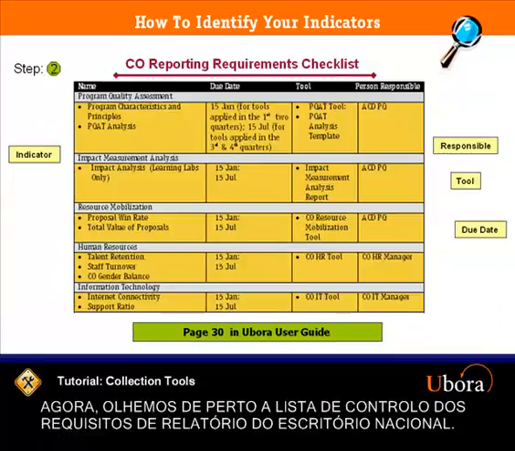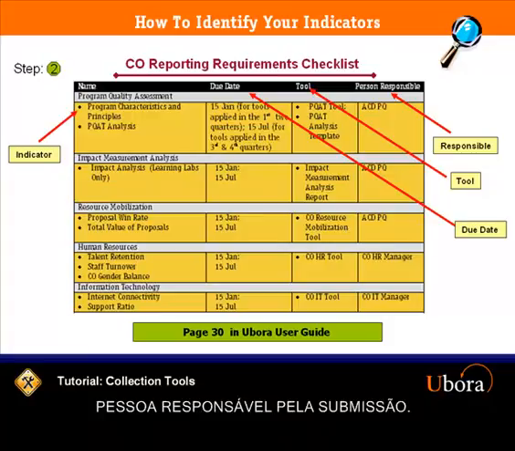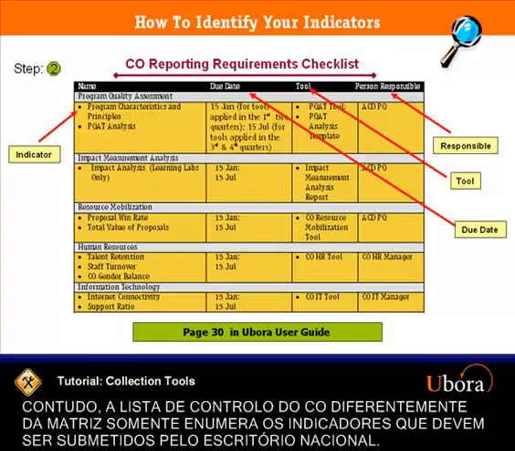Now let's take a closer look at the CO reporting requirements checklist. Like the matrix, the CO checklist allows you to quickly identify indicators, due dates, tools, and the person responsible for submission. However, the CO checklist, unlike the matrix, only lists the indicators that are due from the country office.